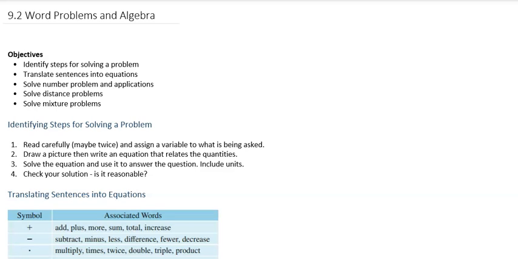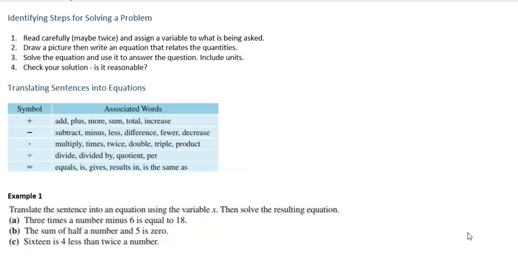All right, so the next thing we need to look at is translating sentences into equations. When you translate a sentence into an equation, we've looked at these words before towards the beginning of the semester, but remember all of the different words that go with each of the symbols. I'm not going to read through them. Pause the video and really take a moment to look at all of the different words you can use for the different symbols. And now we're going to look at example 1.